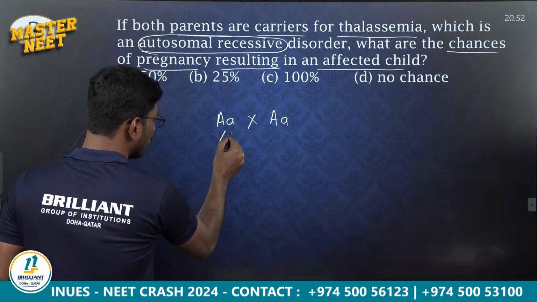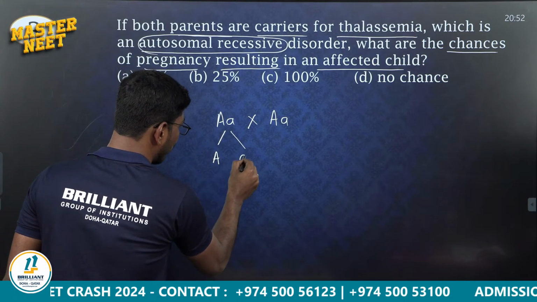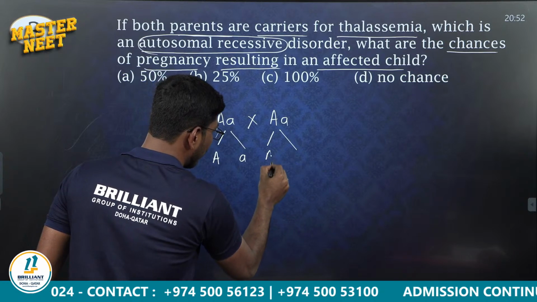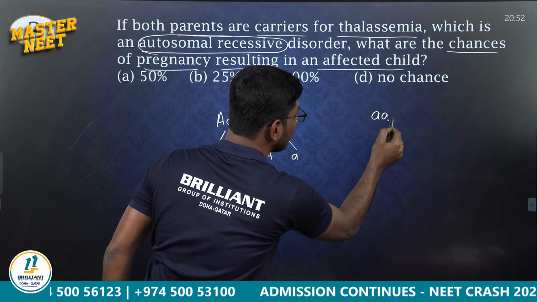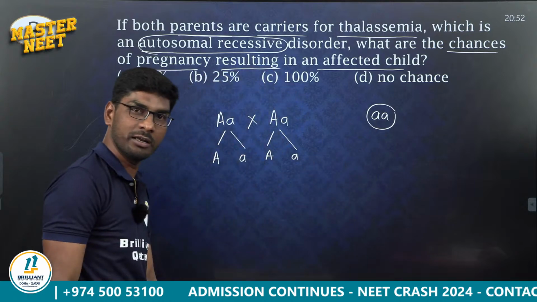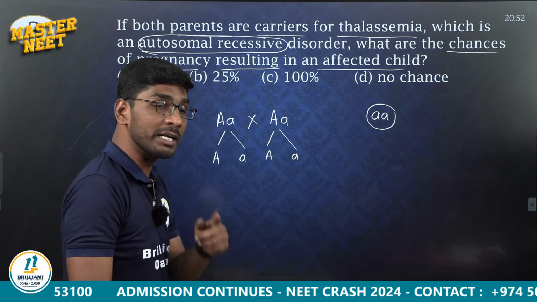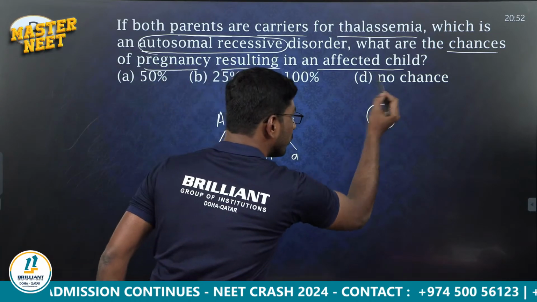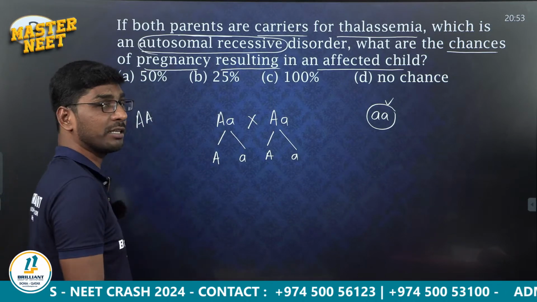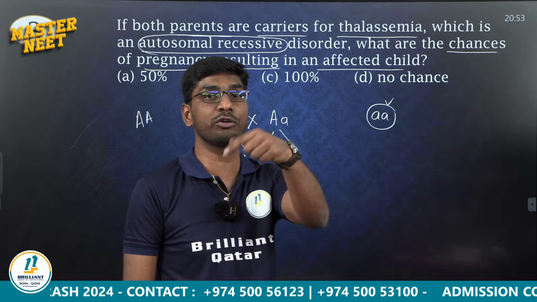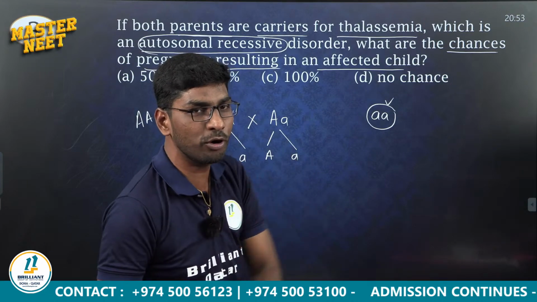Now here 2 types of gametes can come. Capital A, small a. Here also capital A, small a. Tell me, when will this disease express? Only when 2 recessive genes are present it will express, right? Because it is autosomal recessive, only this genotype will express. So what about capital A, capital A? Both dominant genes are there. They will say, I am the dominant gene, how can you express? So there is no chance here.